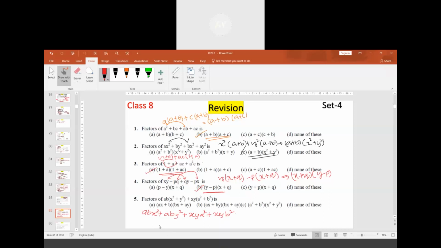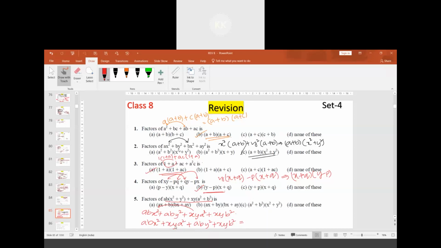Can we take AB as common, sir? If you take AB common, you get revert back to the previous step. So don't do that. We regroup here. Better is to regroup. How do we regroup it? Shall we combine these two: ab x square plus xy a square, plus ab y square plus xy b square.